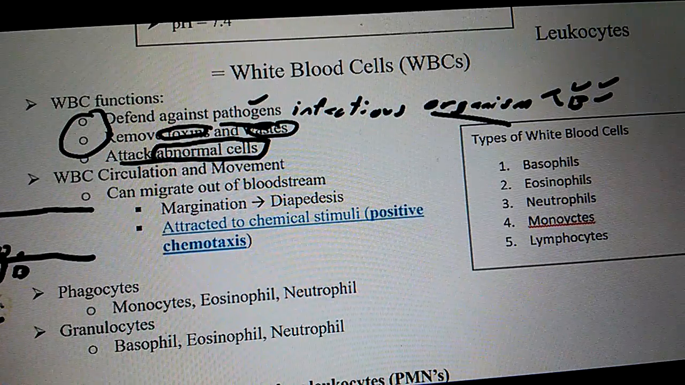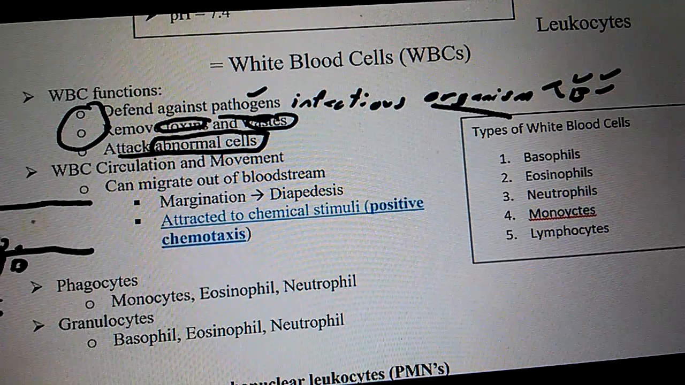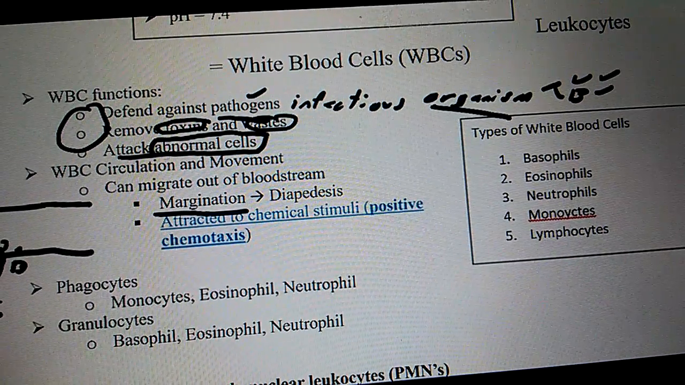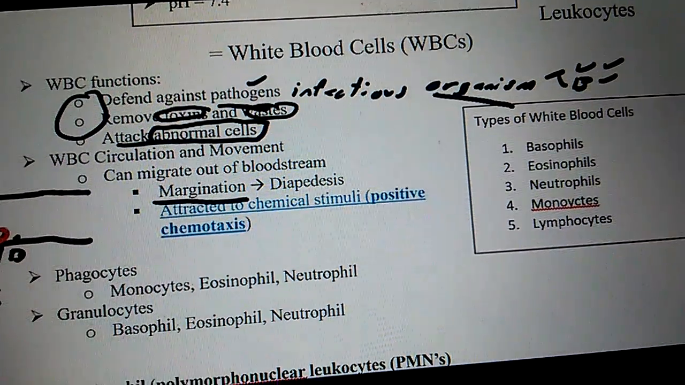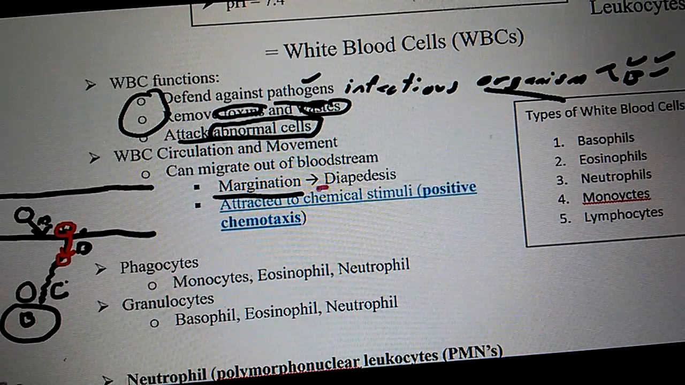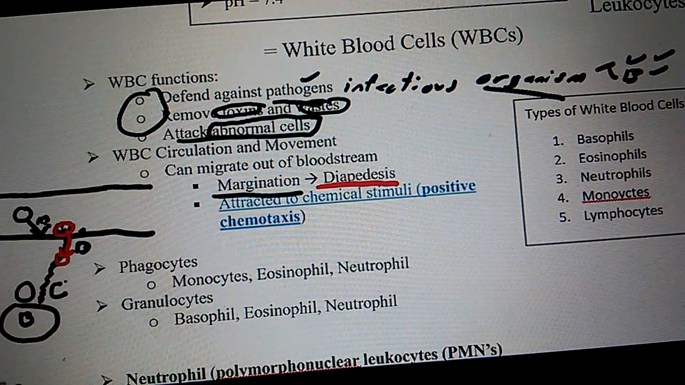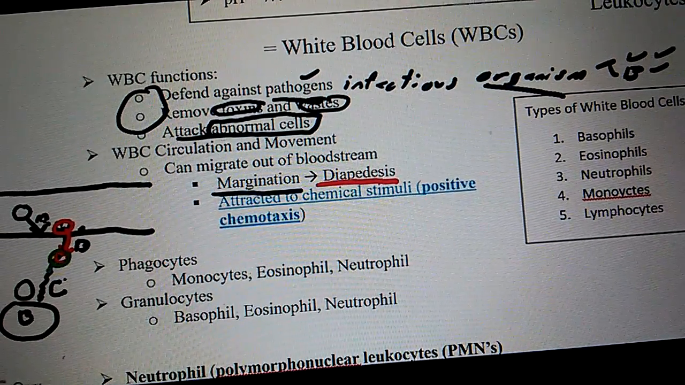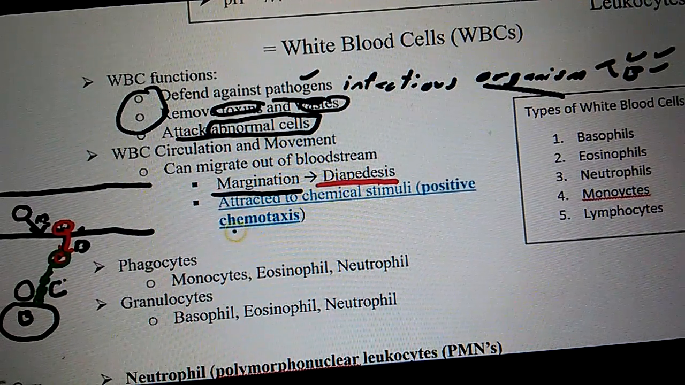So what is it? Margination, diapedesis, chemotaxis. What do you call it when a white blood cell goes from the center of a blood vessel to the edge? Margination. What do you call it when the cell goes from inside the blood and squeezes between the blood vessel walls to outside? Diapedesis. And then what do you call it when the cell moves and is attracted by chemicals to the bacteria? That's called chemotaxis.